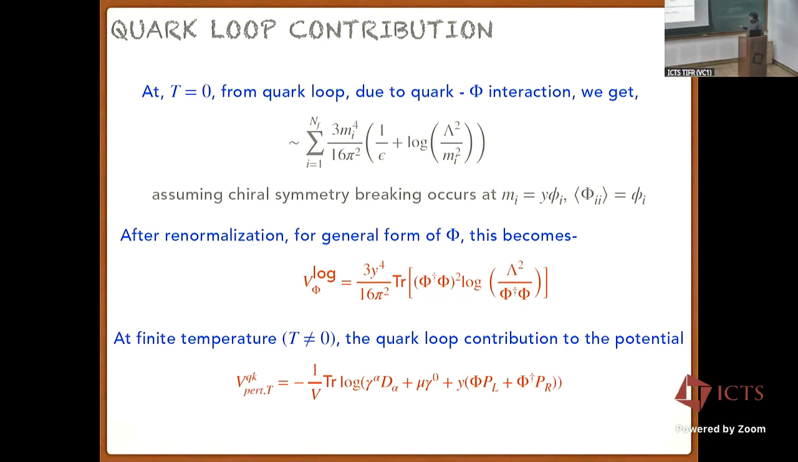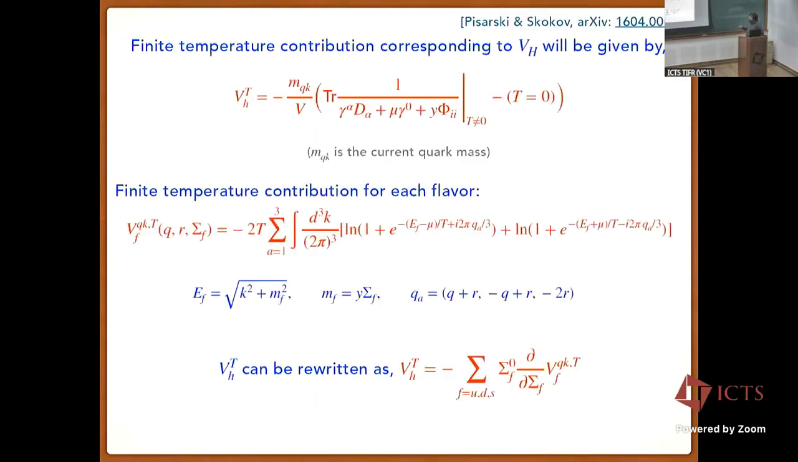Now this is the zero temperature calculation, but we also need to calculate this free energy at finite temperature. So this is given here, V quark perturbative at finite temperature.